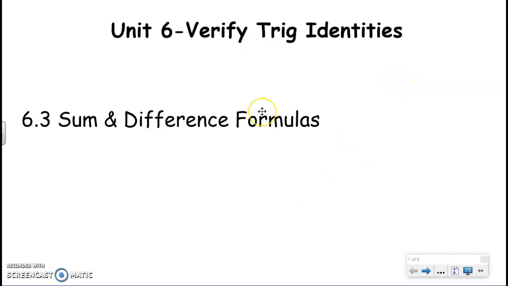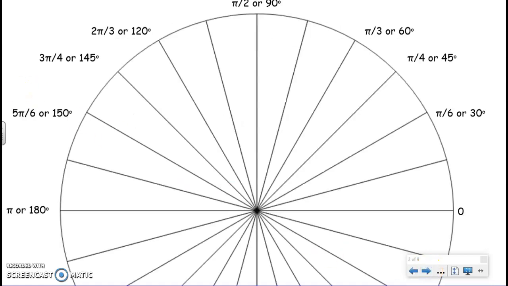Good morning. Today we're going to talk about a couple more formulas that you can use when calculating exact values for trig angles that you don't already know. So today we're going to focus on the sum and difference formulas here.